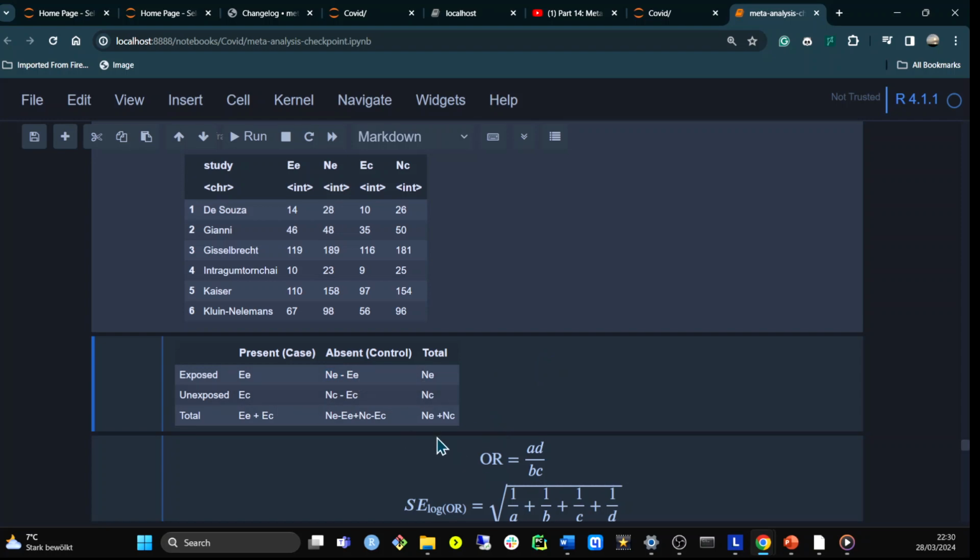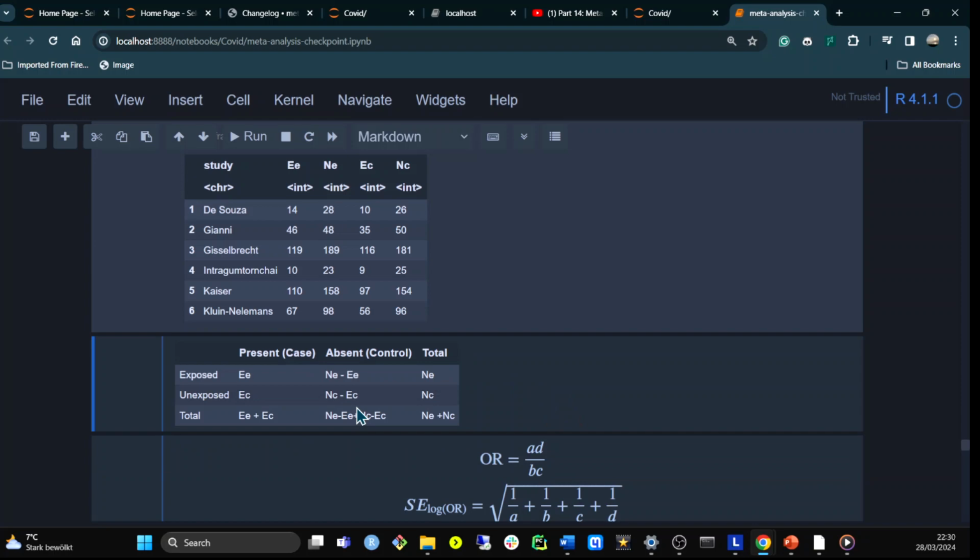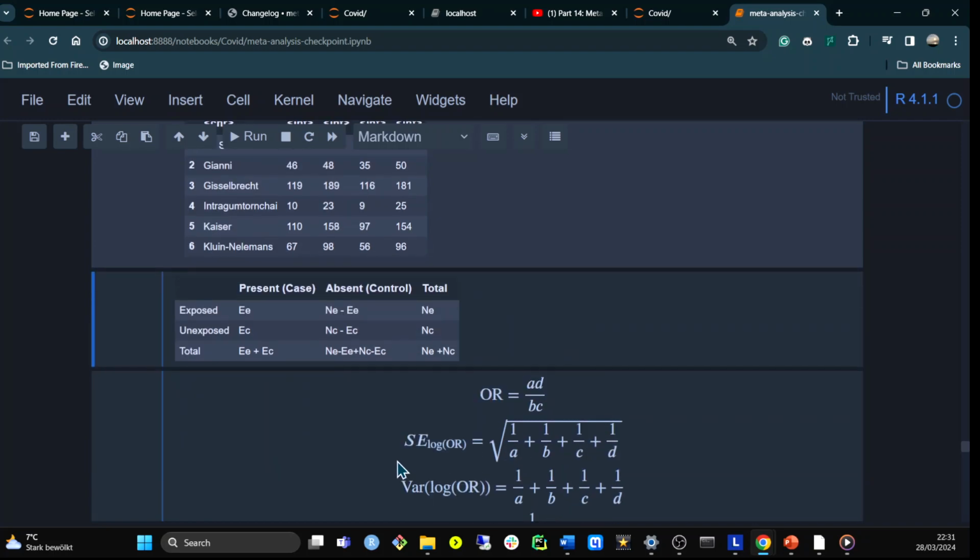So to get the odds ratio, the simple calculation is A times D divided by B times C. That means this times this, divided by this one times the other one. Yeah, so this is how we calculate the odds ratio. The next thing is we calculate the standard error.